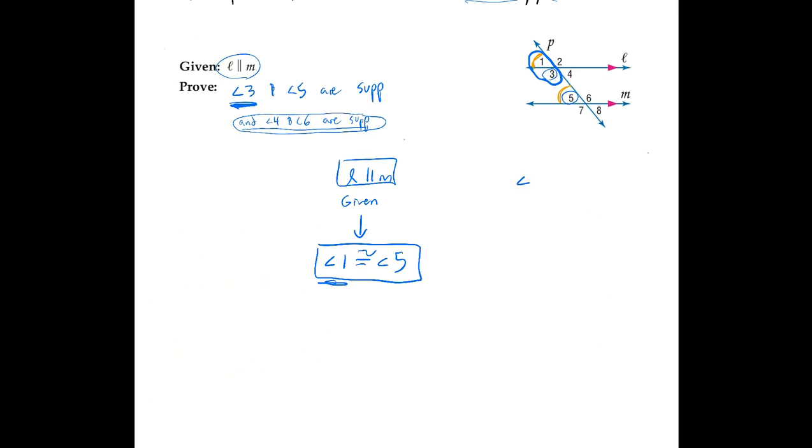Over here, I'm going to say angle 1 and angle 3 are a linear pair. How do I know they're a linear pair? I can see that in the diagram, so that's given by the diagram.